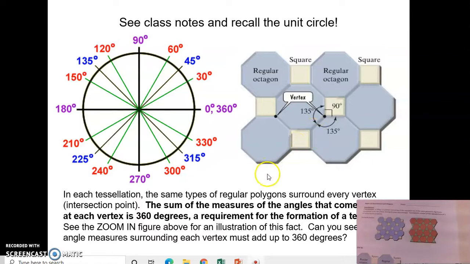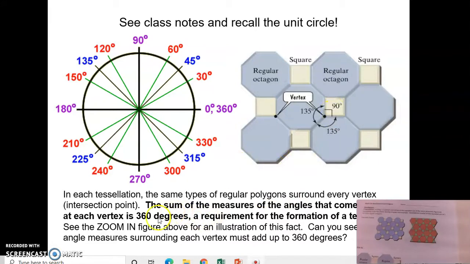So the sum of the measures of the angles that come together at each vertex must be 360 degrees. Remember how a circle works, right? All the way around is 360. So if these pieces did not sum perfectly to 360, this would not come together without any gaps or overlaps. So that's what we're going to prove when we look at these figures.